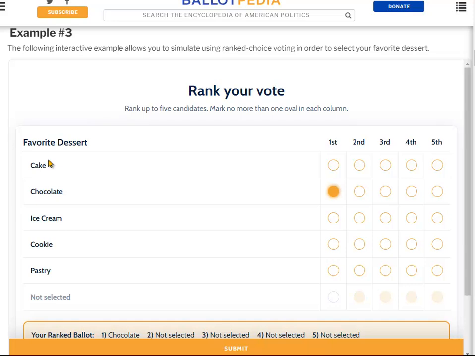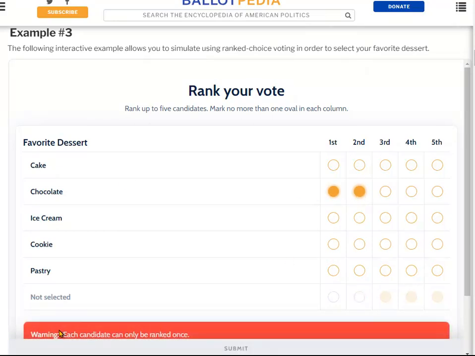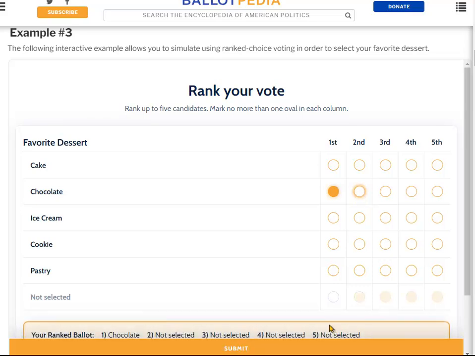Now as my second one, I'm going to say, all right, I still like chocolate. Oh, that is a warning: each candidate can only be ranked once. And again, that would possibly be invalid. So I'm going to take this one off. I'm going to say my second one is pastry. Then I have cookie, then cake, and then ice cream. And notice that each row and each column only has one cross in it. You've got to pay attention to that. So now I'm going to submit this one.